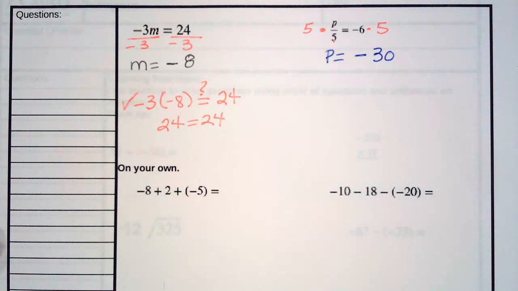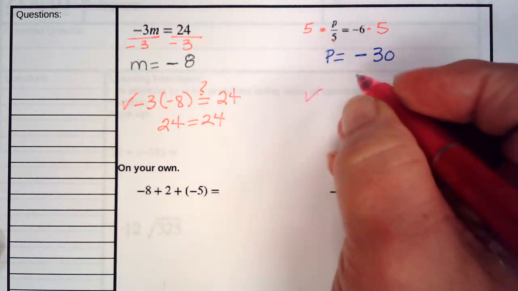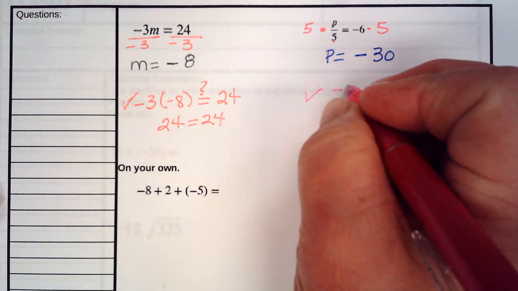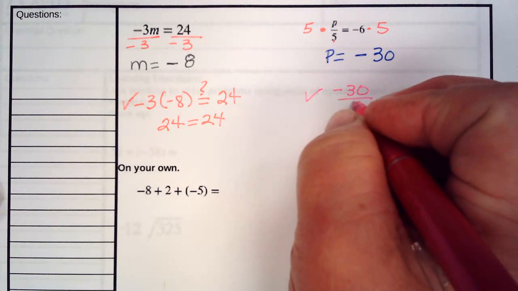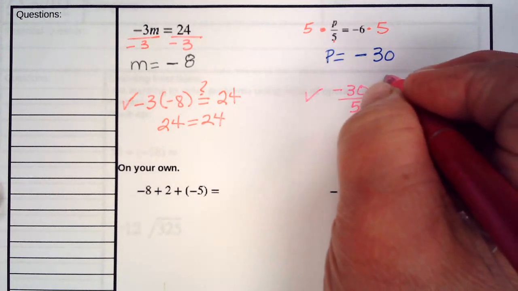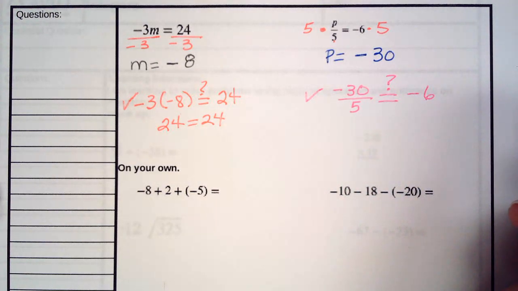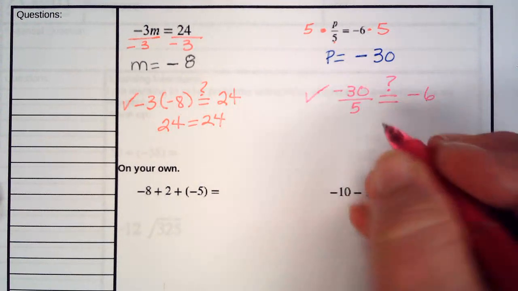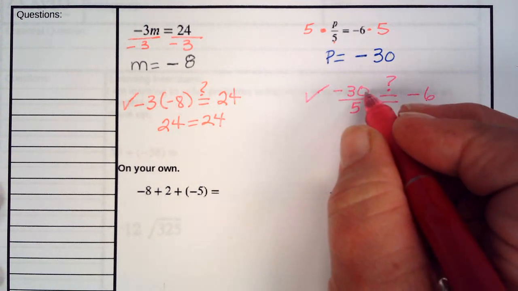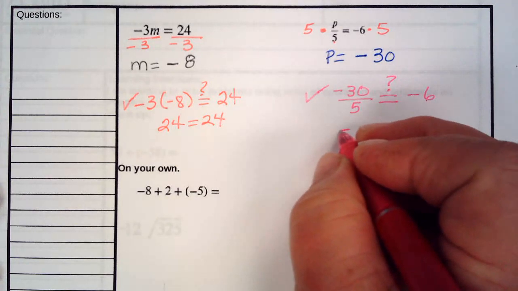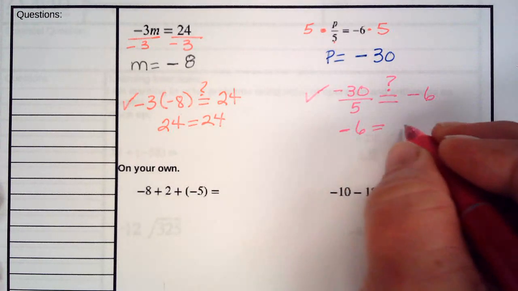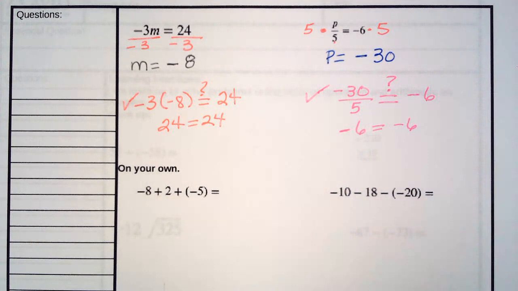So if I want to check, negative 30 divided by 5, is that equal to negative 6? Negative 30 divided by 5, negative divided by positive is a negative. Negative 6 is equal to negative 6, and we're done.